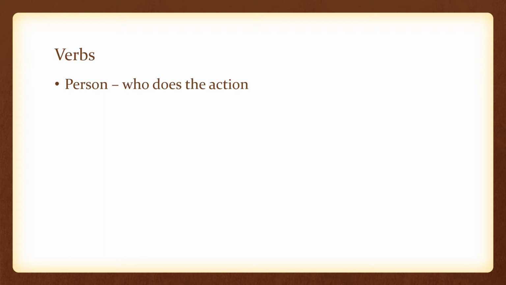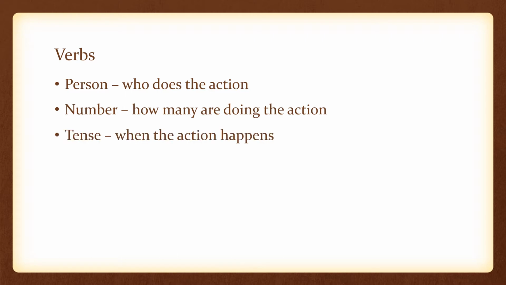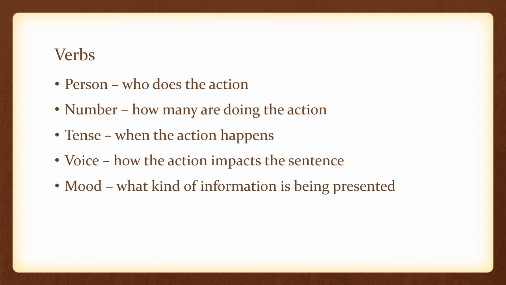Verbs have specific qualities. Person, who does the action. Number, how many persons are doing the action. Tense, when the action happens. Voice, how the action impacts the sentence. Mood, what kind of information is being presented. And participle, which is sometimes described as a type of mood. It's not necessarily a quality of a verb exactly, but I wanted to bring up participles because we're going to be talking about them again soon. These are actions that describe nouns.